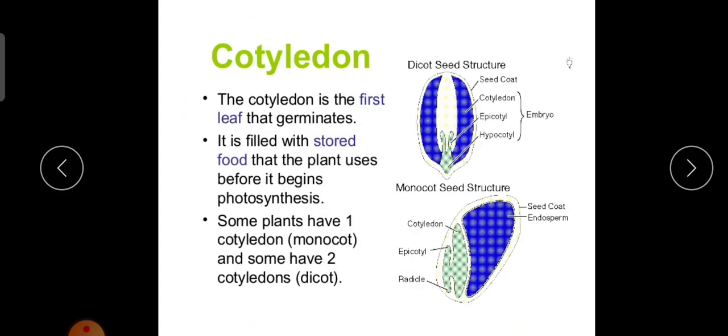Cotyledons, already discussed: the first leaves that germinate are known as cotyledons. If any plant has a single seed leaf, that is known as a monocot. If any plant has two cotyledons, that is known as a dicot plant.